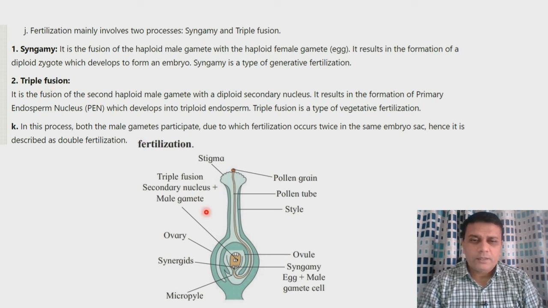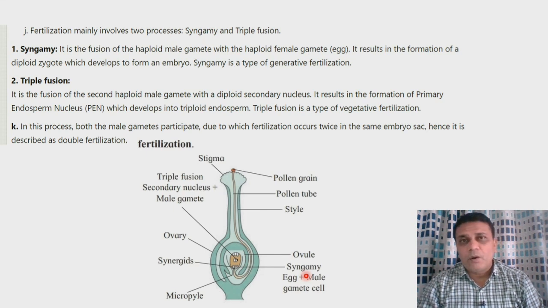Here we can see that the first male gamete fuses with the haploid female gamete, or egg, and this process is called syngamy, or first fertilization. So syngamy is a type of generative fertilization. The product of syngamy is the formation of a diploid zygote, which later on develops into an embryo.